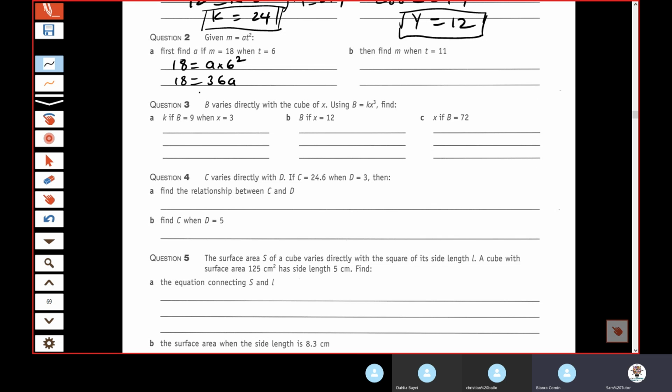And then divide by 36. So a equals a half. And now you've got your equation, m equals half t squared. The question says find m when t is 11. So that's easy. $60.5. All right, I'll pause there.